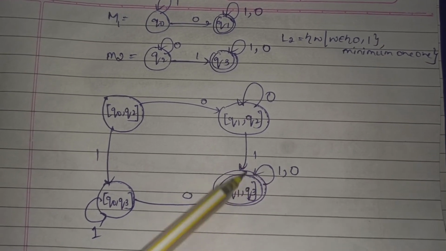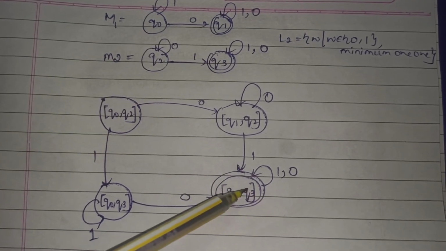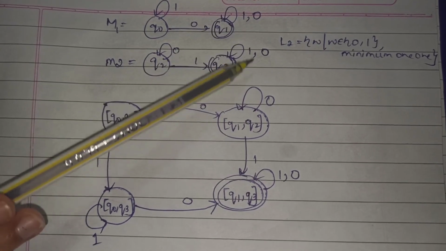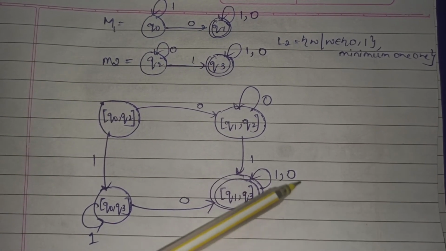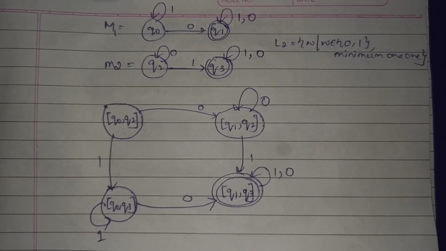Now for Q1 Q3, these are the final states of M1 and M2, so that will become the final state of M3. After that, the transitions for 1 and 0 both have self loops, so make a self loop with 1 comma 0. So that is about module 2.